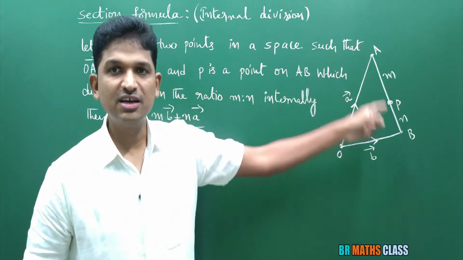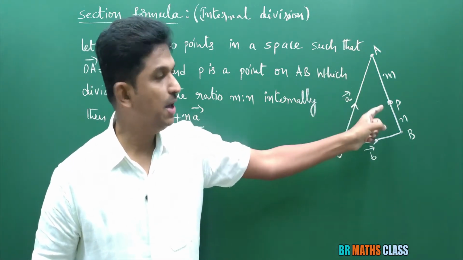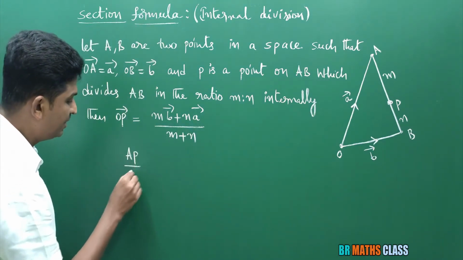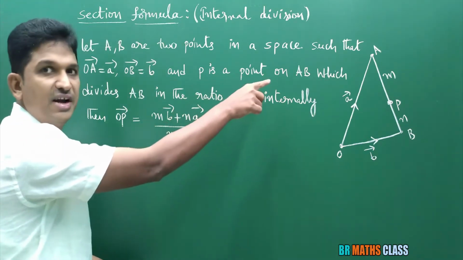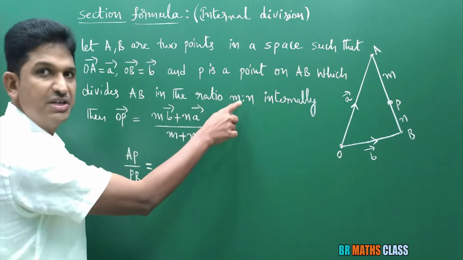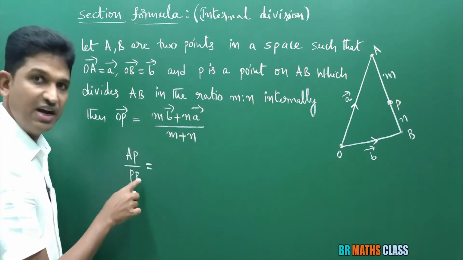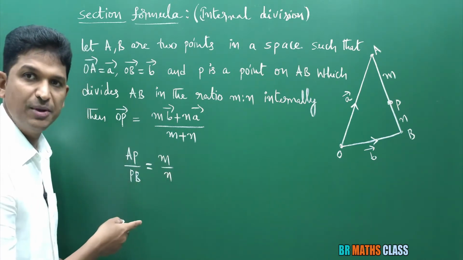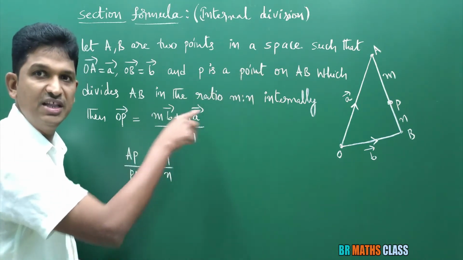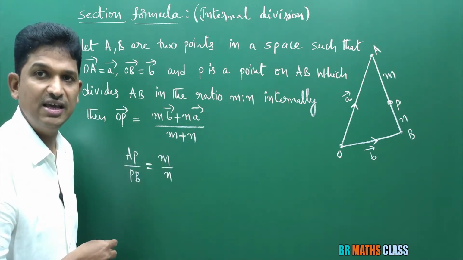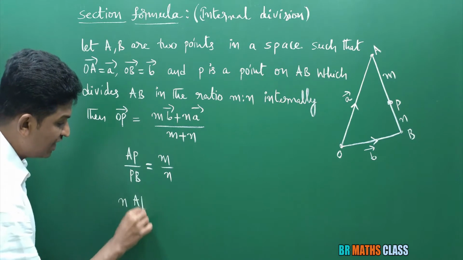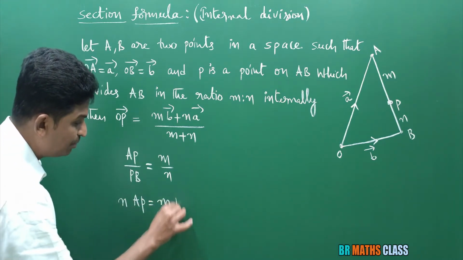You observe this diagram. What is the ratio of AP and PB? You observe what they have given: P divides AB in the ratio m:n. So AP divided by PB is m divided by n. How did you come to know this? Because they have given that P divides AB in the ratio m:n internally. Now you do the cross multiplication. What will you get? n into AP equals m into PB.